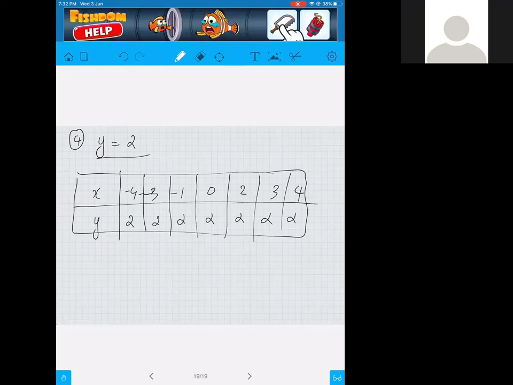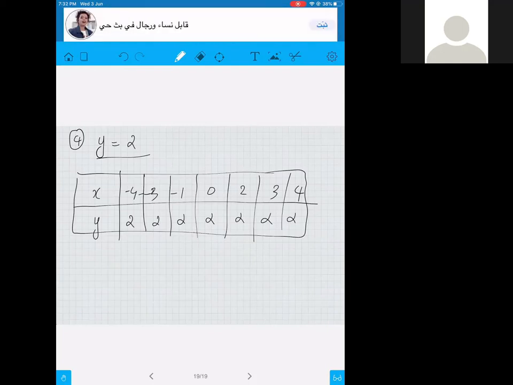So y is equal to 2. Be back in 1 minute. Okay? Sorry? Never mind. Yeah. So x and y. Minus 4, minus 3, minus 1, 0, 2, 3, and 4.